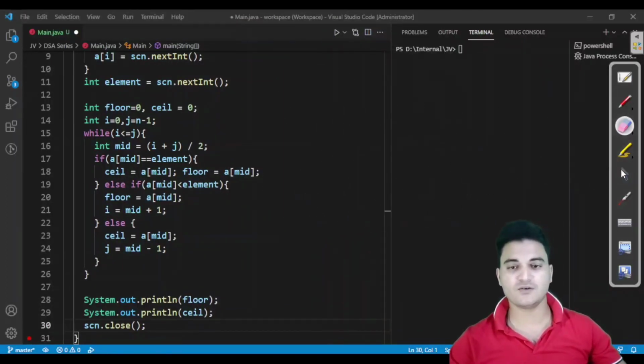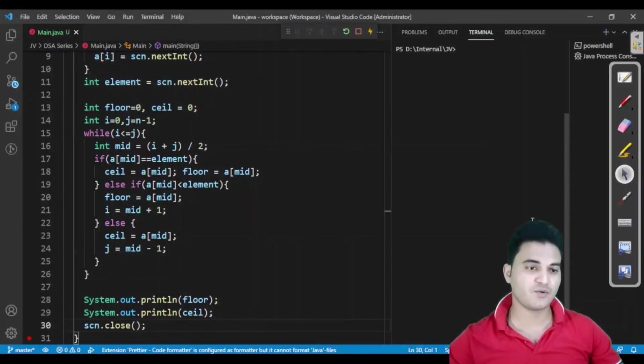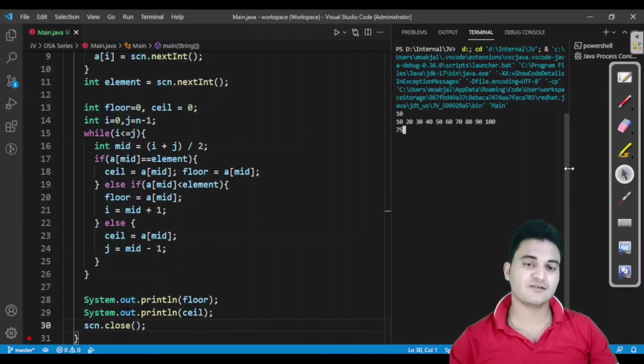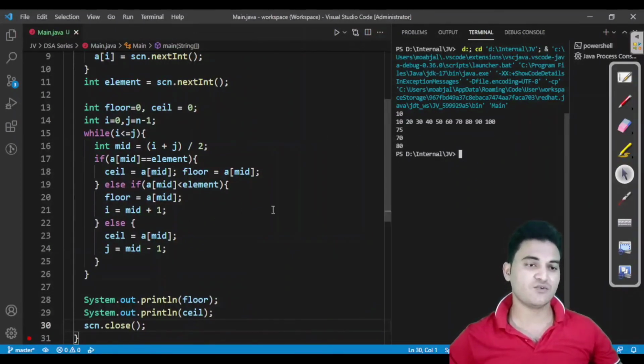Let us give it a run also. I am going to run it for the previous input which we have seen in binary search. Let us say we have 10 elements and these are the elements. Suppose we are searching for 75. What do you expect in the output? We are expecting 70 as the floor and 80 as the ceil. Let us see. So we got 70 as floor and 80 as ceil. So that is the code for calculating ceil and floor.